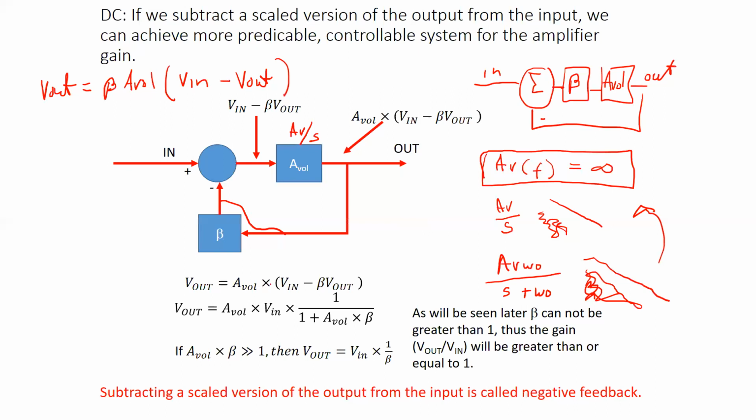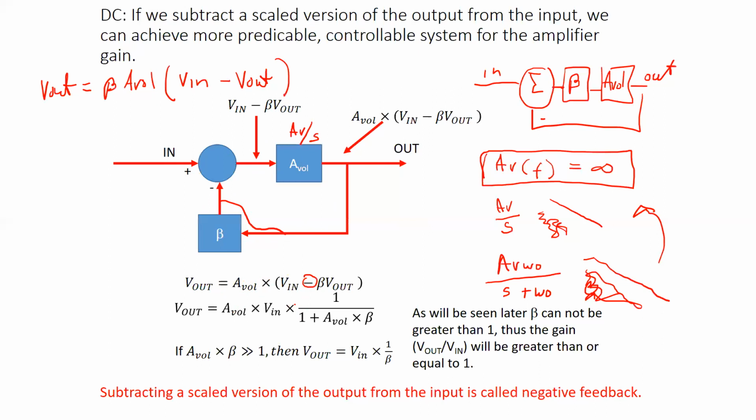Now, this is just a DC picture, so open loop gain doesn't change with frequency, and beta doesn't change with frequency. So I have V out equals open loop gain times V in, minus V out times beta times open loop gain. So open loop gain is there in both spots. Notice there's our minus sign: negative feedback.